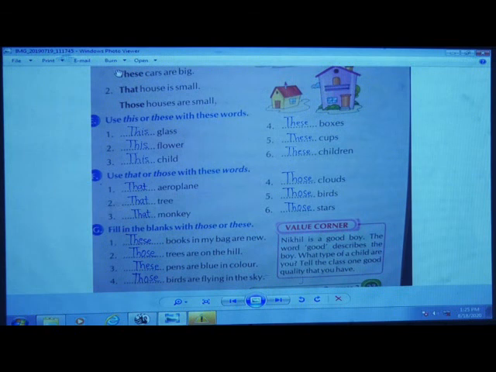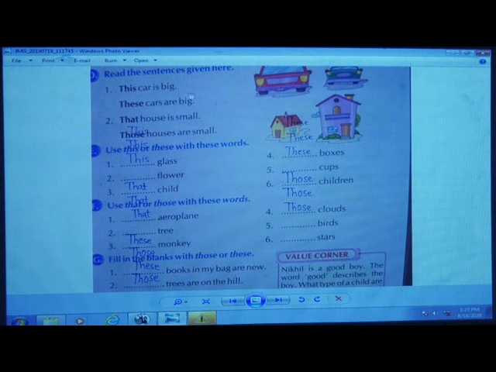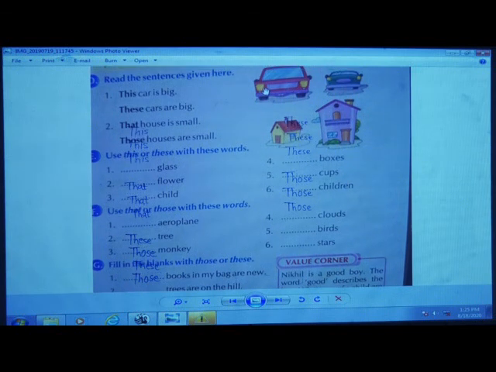Now see, this is a car. This car is big. Here only one car is there, so we are telling about only one car. This car, how is it? It is a big car, isn't it? Only one car it is and it is very big. So we say this car is a big car.